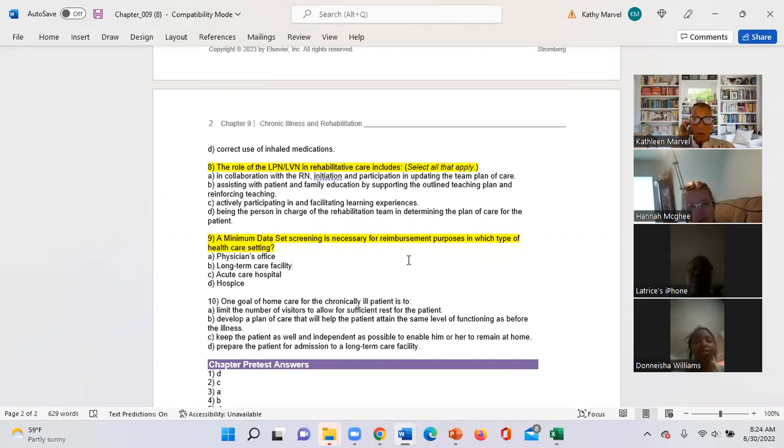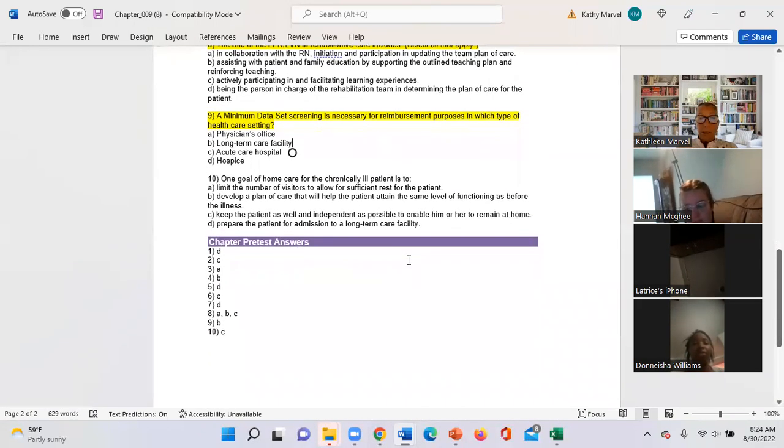So even if you got that question, you thought, oh my gosh, I don't even know what a minimum data set is. Think about what chapter we're in. Think about the topic, the concept we're covering. What is close? Long-term care. All right.